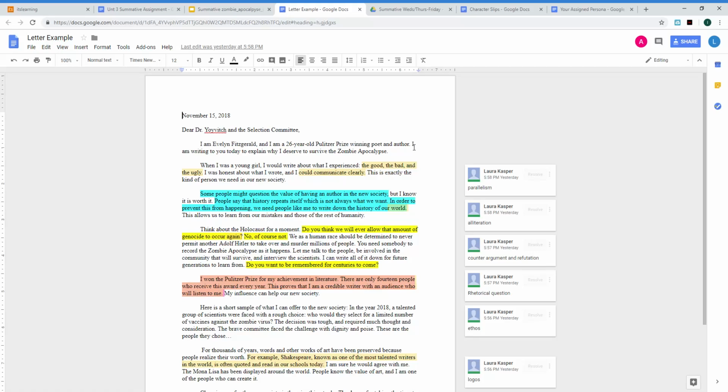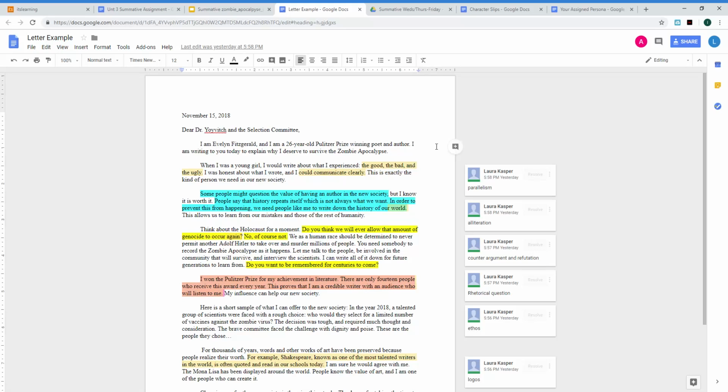I am Evelyn Fitzgerald, and I am a 26-year-old Pulitzer Prize winning poet and author. I am writing to you today to explain why I deserve to survive the zombie apocalypse. When I was a young girl, I would write about what I experienced, the good, the bad, and the ugly. I mark this off as parallelism. I was honest about what I wrote, and I could communicate clearly. I mark this off as an example of alliteration. Granted, if you use alliteration, try to use it in a way that's very inspiring, it's persuasive. As a doctor, I provide hope, health, and happiness for each individual, something like that.